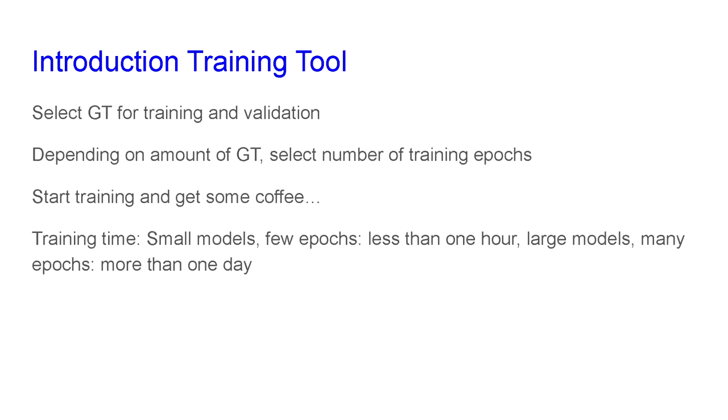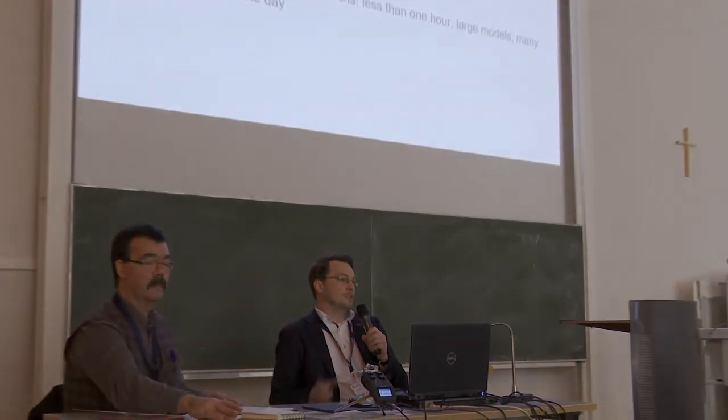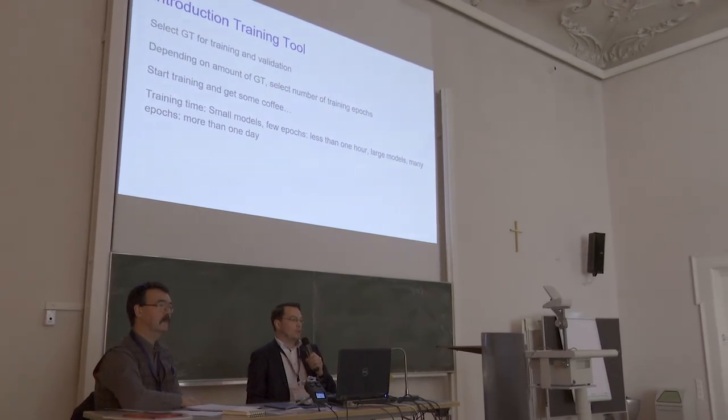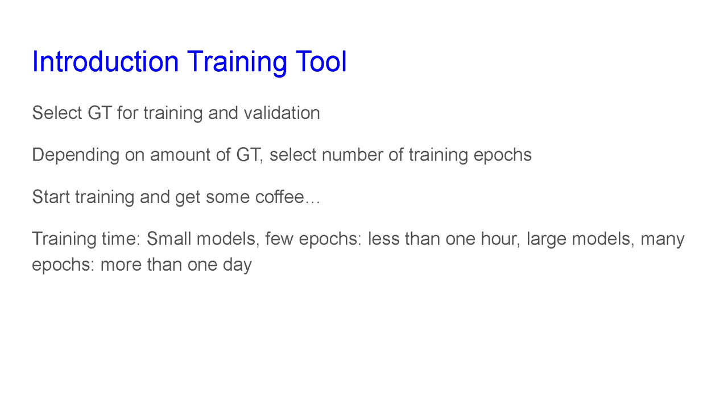And then you hit the start training button and you go get some coffee or go on holiday or whatever, because training large models takes time. If you have a small model with very few epochs, you will be able to have it trained in like half an hour. I trained two models during the morning session today. But if you have large models, it will take more than 24 hours. I suggest we just have a look at the training module in Transkribus right now.